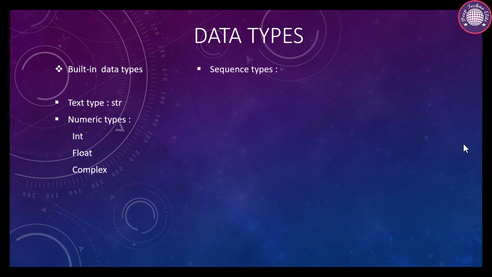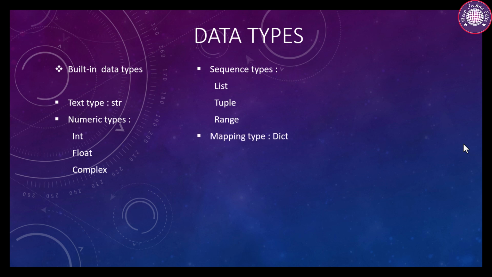Next one is sequence type. It has list, an ordered collection of items. List is mutable, that means we can change it. The next one is tuple, that is an ordered collection of items which is immutable. Range, that is a sequence of numbers.